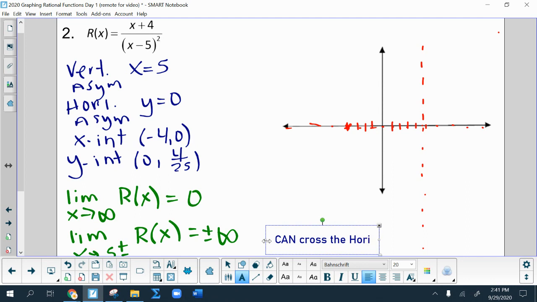cross the horizontal asymptote. The horizontal asymptote is a guide, not a value that you can't have. It's just a guide to graphing, okay? It's something to tell you as you go to the left or go to the right, you're going to have approaching that value. A vertical is something you cannot have because you can't divide by 0, so that's why you can't cross the vertical ever. But this is the only place we're going to cross that horizontal asymptote. That's it. We just found it because it's the only x-intercept.